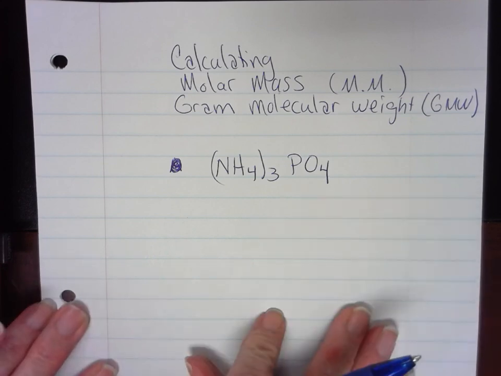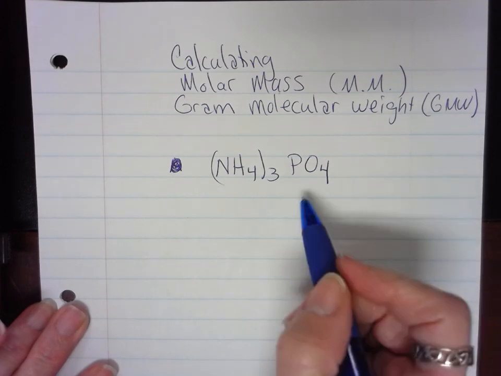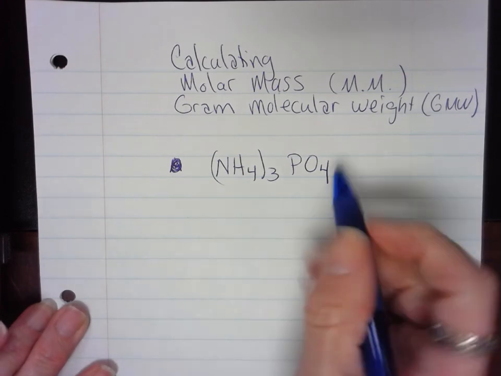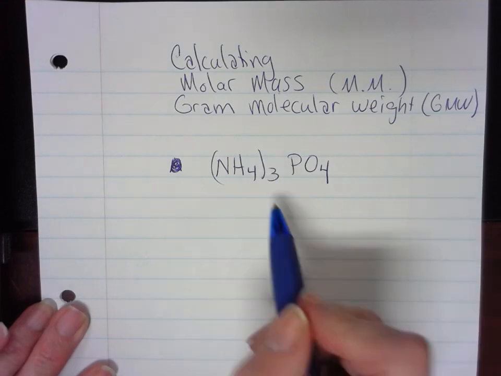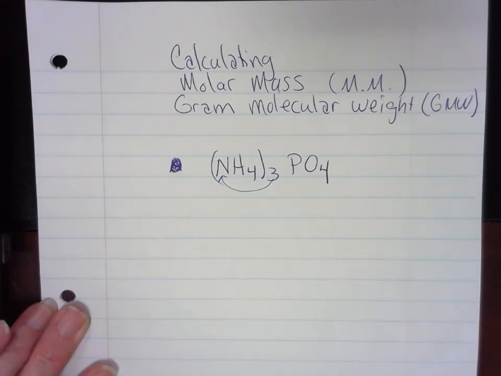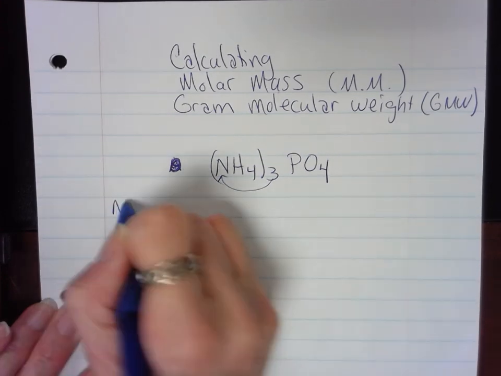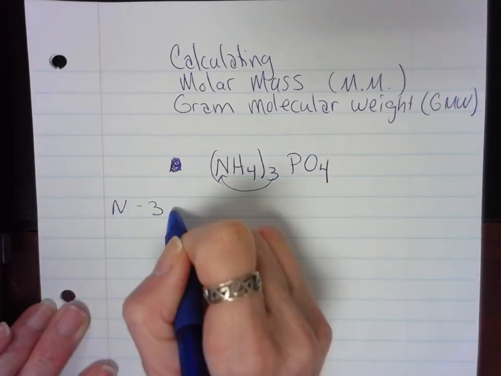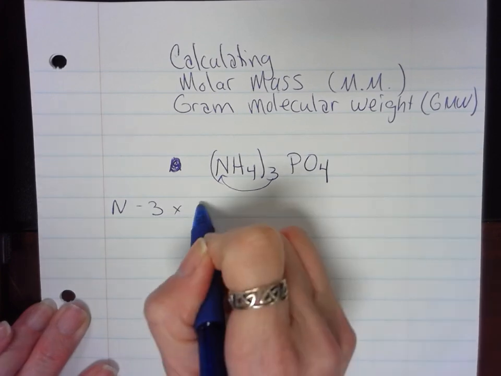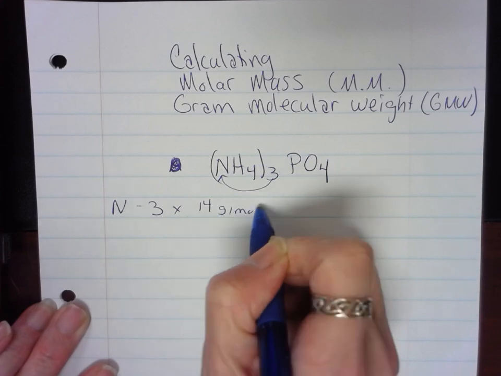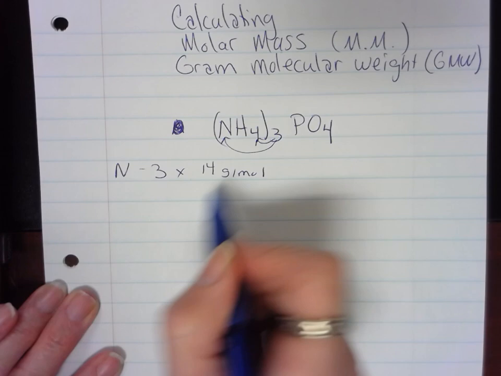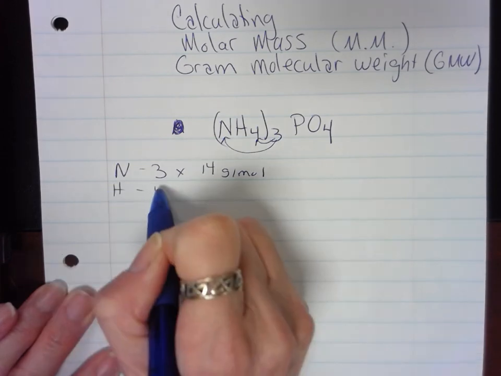Number one place where people get screwed up is when they see the formula written out like this. They forget that there are 3 nitrogens. So nitrogen, there are 3 of them, and the molar mass for that is 14 grams per mole. There are 3 times 4, so 12 hydrogens, and that's 1 gram per mole.